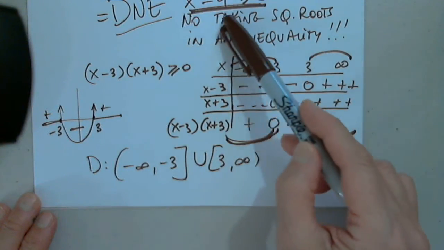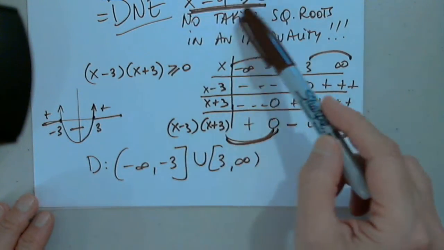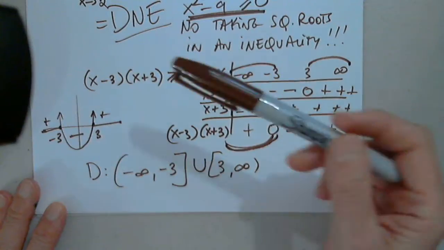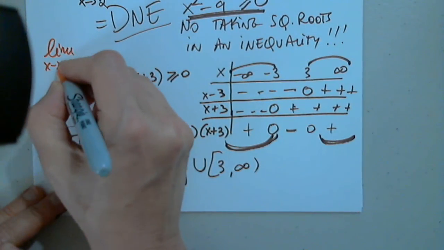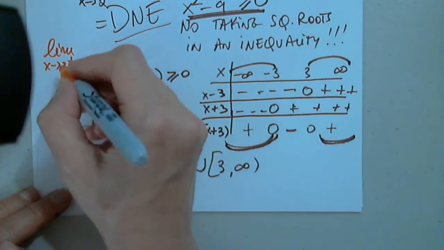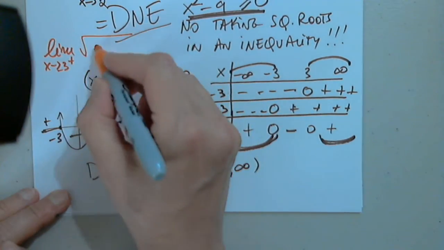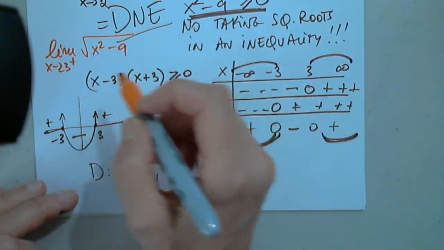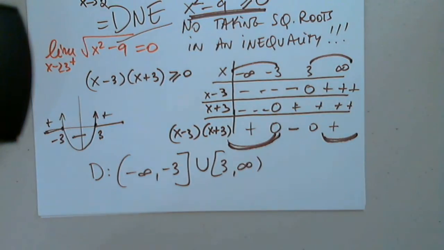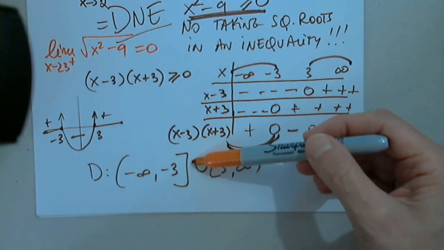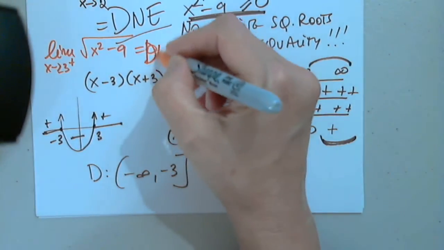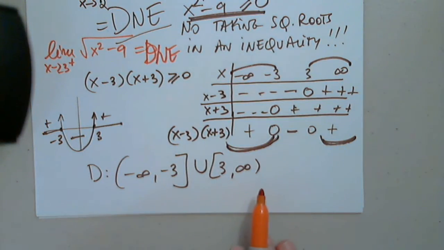able to find solutions to this quadratic inequality. Because now if I ask this question, limit as x approaches -3 from the right of the square root of x squared minus 9, you will say, no problem, it's 0. No, because the function is not defined to the right of -3. So you will not know.